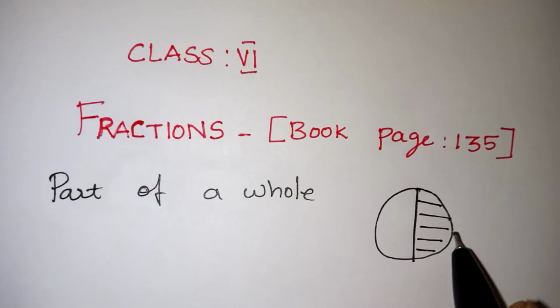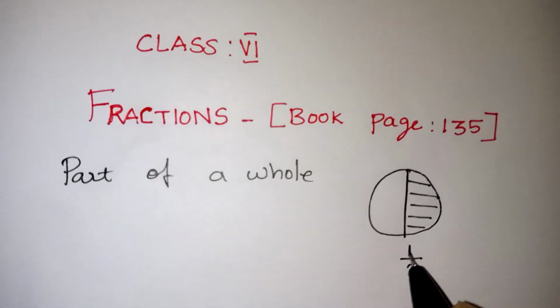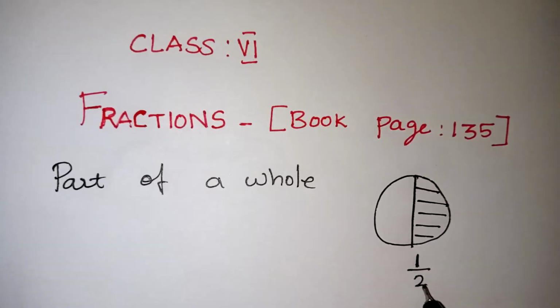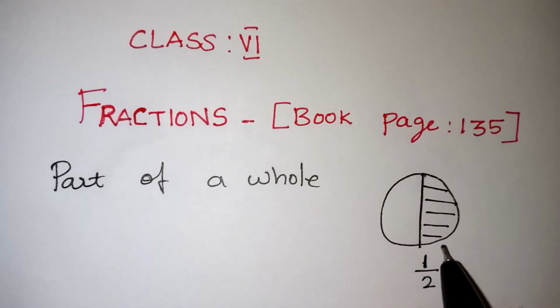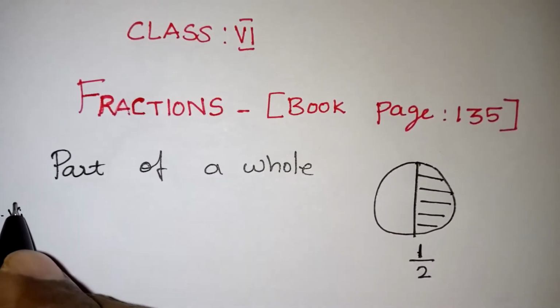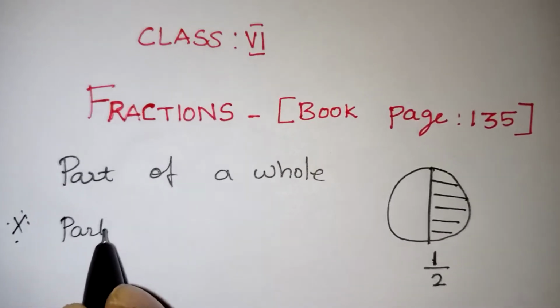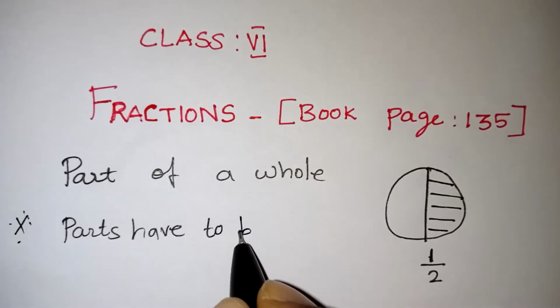So how much part you have taken means 1 by 2 we have to write. That means one part you have taken out of two parts. There are totally two parts, and out of the two parts you are taking one part. That is the meaning. Now, the very important basic condition is that the parts should be the same. Parts have to be equal.